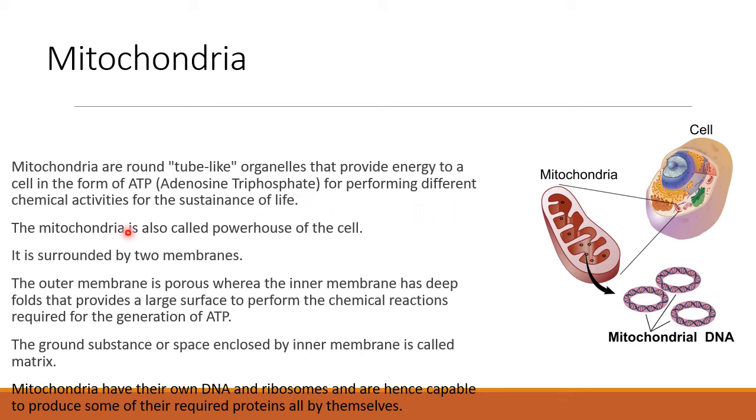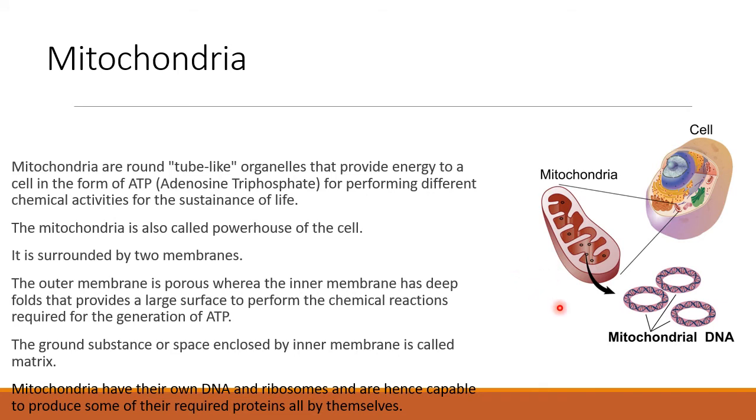Sustaining of life. So thus mitochondria is called the powerhouse of the cell, and ATP is called the energy currency of the cell. Now, when mitochondria was observed under an electron microscope, it was found to be a double membrane organelle. As you can see here in this image, it has two membranes, outer membrane and inner membrane.